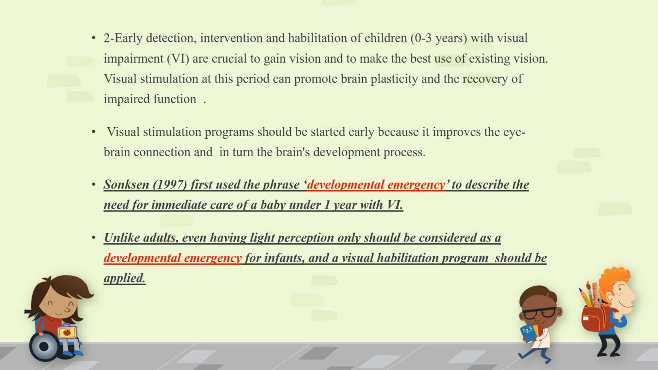Sankson in 1997 first used the phrase developmental emergency to describe the need for immediate care of a baby under 1 year with visual impairment. Unlike adults, even having light perception only should be considered a developmental emergency for infants, and a visual rehabilitation program should be applied.